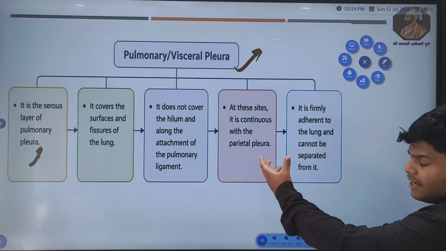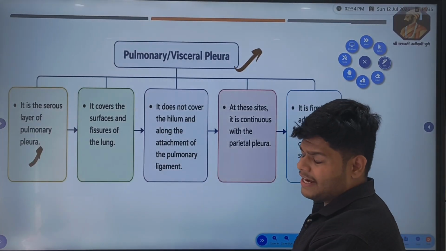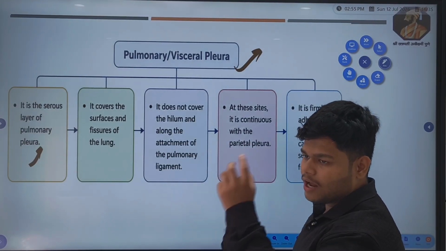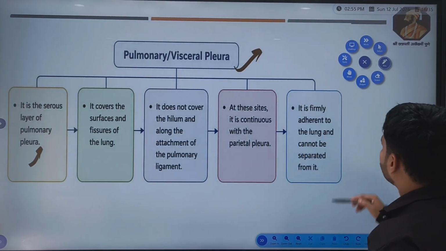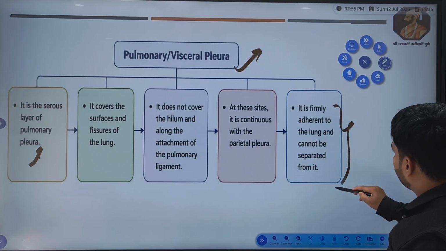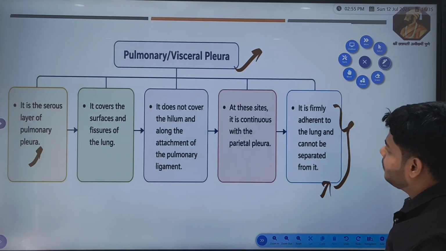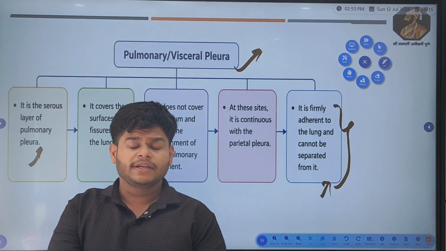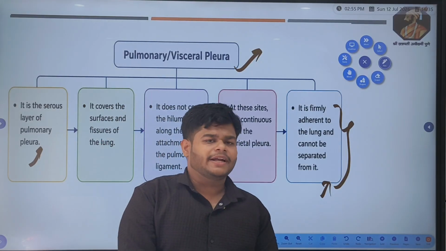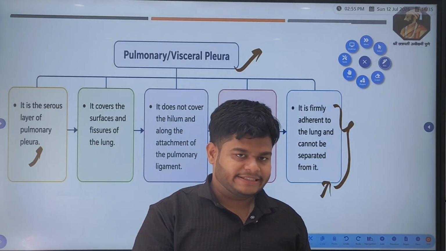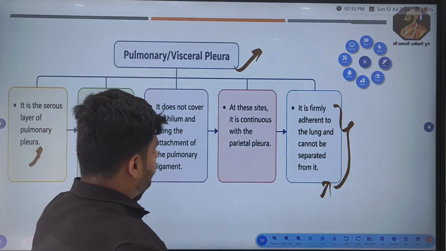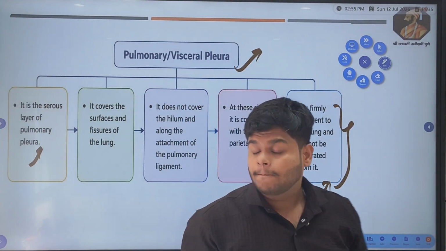We have seen in the previous slide that at the hilum of the lung, the visceral and parietal pleura are continuous with each other. It is firmly adhered to the lung and cannot be separated from it. This visceral pleura is firmly adherent to the lung, closely attached, and whenever you dissect, you can't remove that pulmonary or visceral pleura.